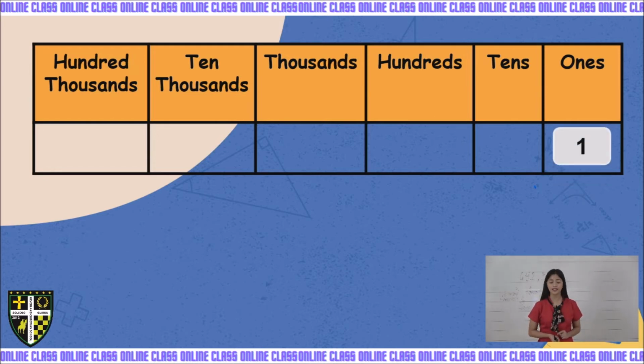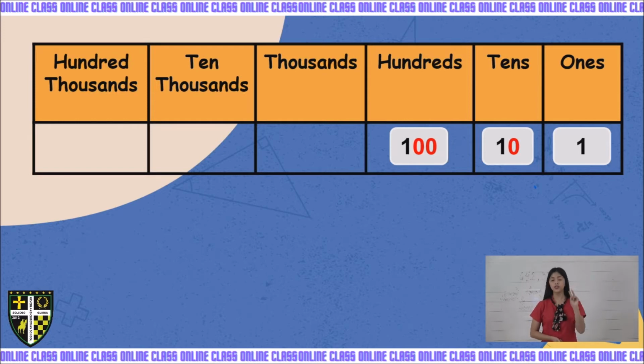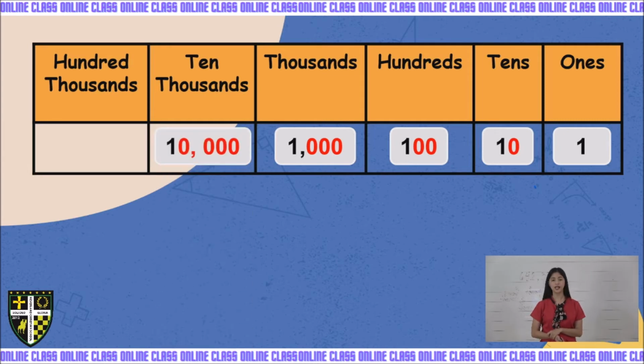When we say tens, it means we need to add 1 zero. When we say hundreds, we are going to add 2 zeros. How about when we say thousands? When we say thousands, we need 3 zeros. Next one, 10,000s. As you can see, in 10,000s, we have 4 zeros. And in the 100,000s, we need 5 zeros.